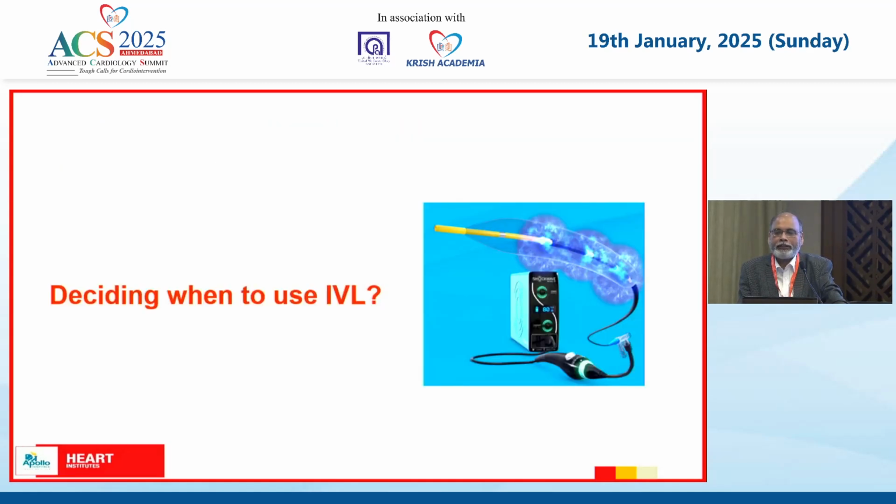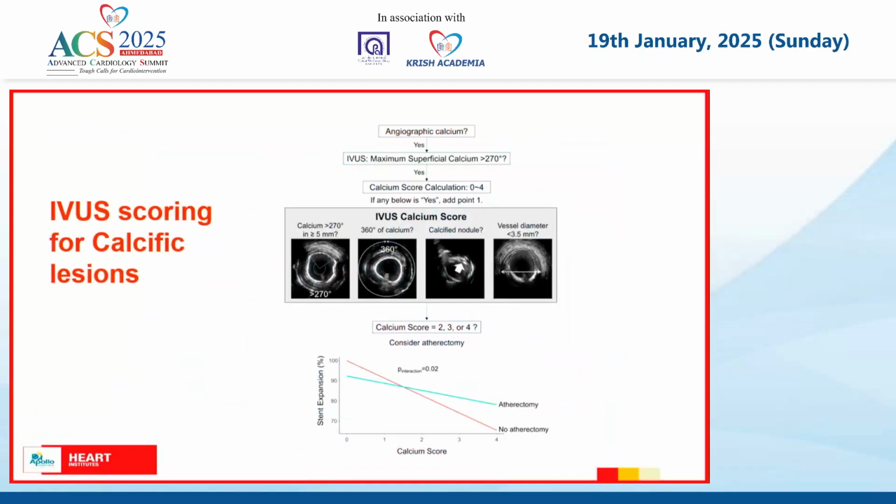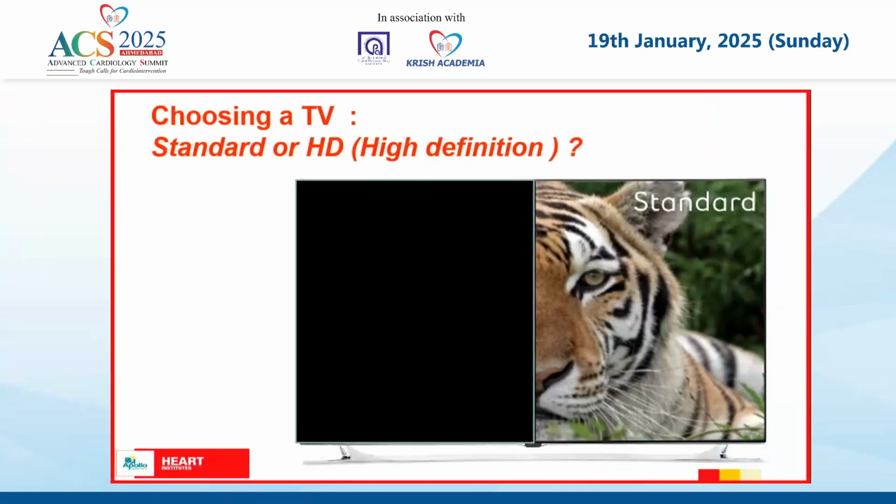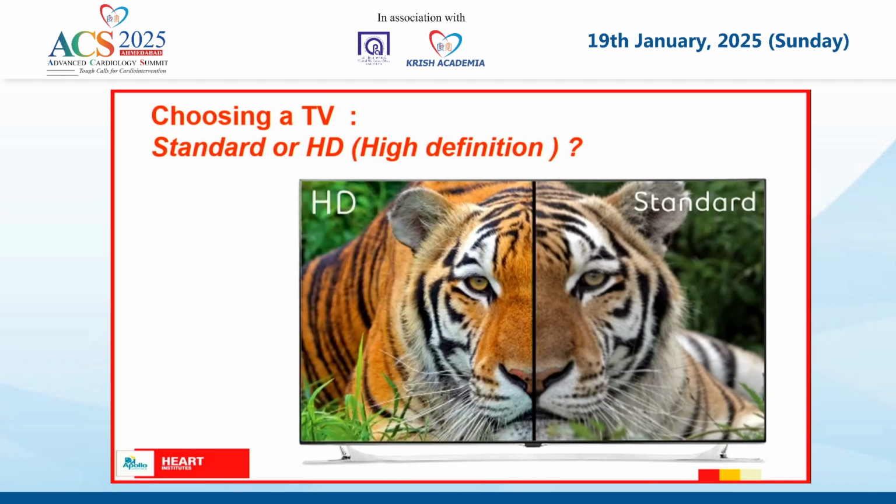Deciding when to use IVL, very clear. You do a calcium scoring either by IVUS, this is known to all of you. But then came the generation when I started working with the 40 megahertz. For 6 years I worked on 40 megahertz. It was like the standard TVs. But then came the high definition TVs, that were the 60 megahertz. And believe me, the 60 megahertz IVUS is almost similar to OCT, but I'll show you some cases where I've done OCT and IVUS in all these cases.